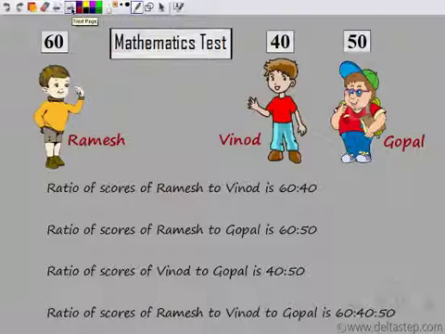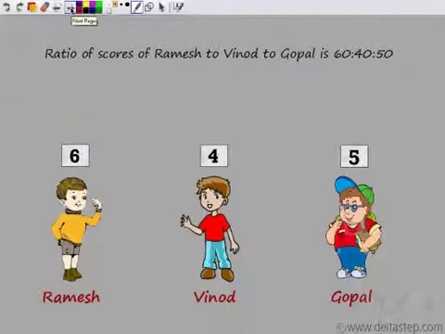So ratio can be used to compare 3 quantities also. So I get that the ratio of scores of Ramesh to Vinod to Gopal is 60:40:50. Now from this I can read the ratio of scores of any 2. This is Ramesh's, this is Vinod's, and this is Gopal's.